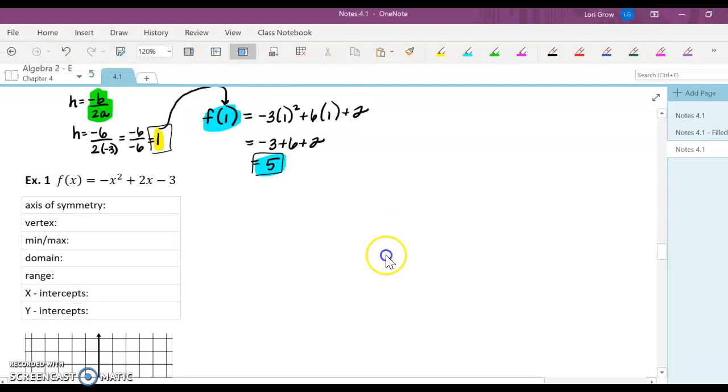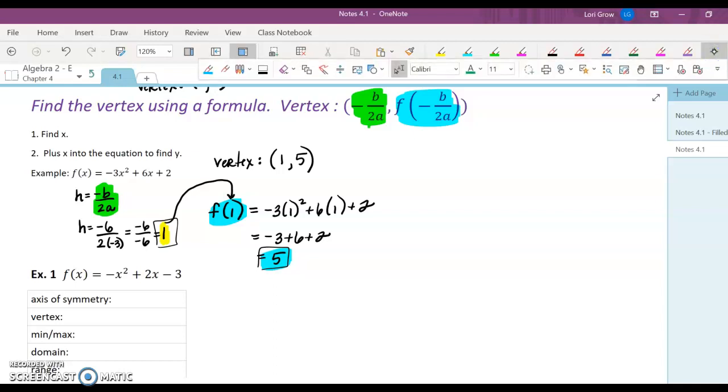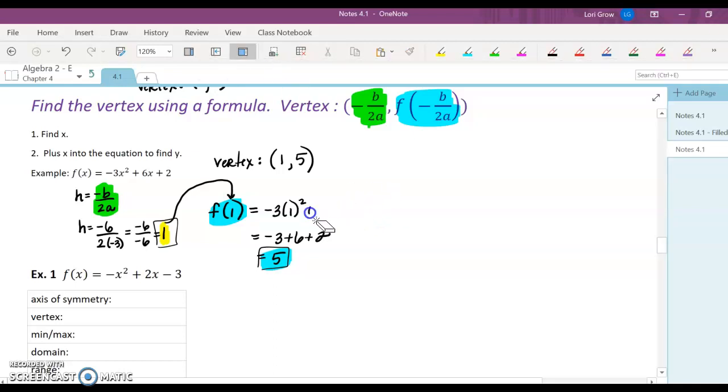Okay, I think the last video got cut off. So where I stopped was right here. I had just found the value of h, which is negative b over 2a. That's the x value for the vertex of this parabola.